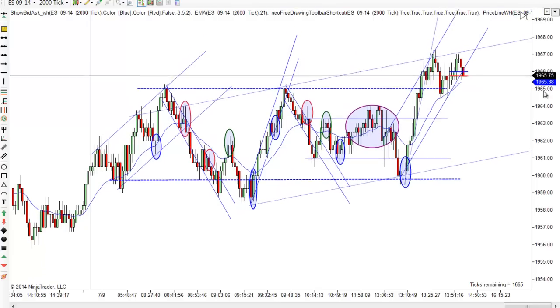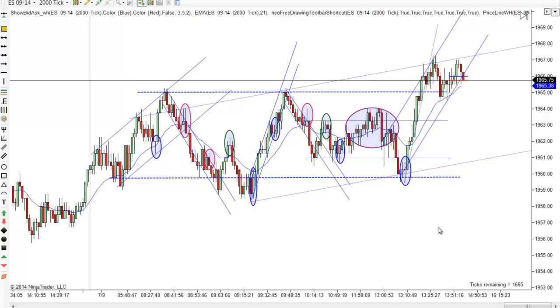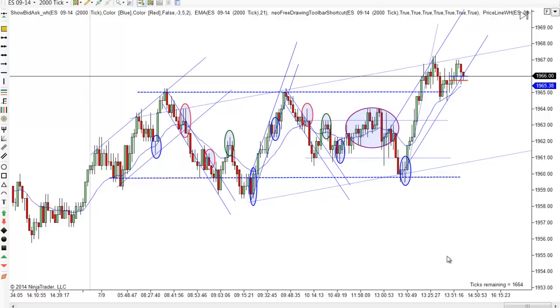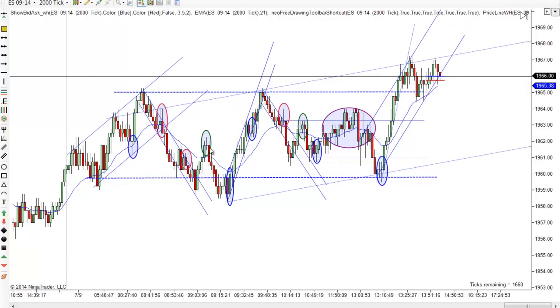Typical trading range. There's some nice trends up and down both ways, and if you just follow the price action, it was fairly standard today. I love these kind of days.